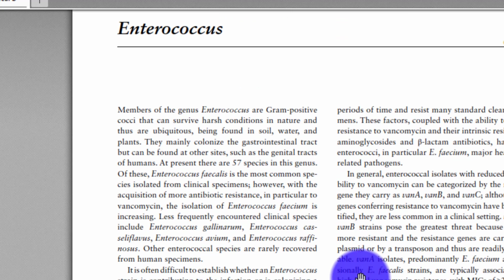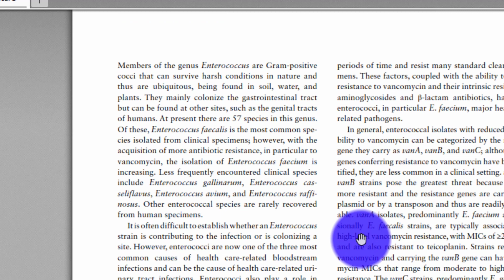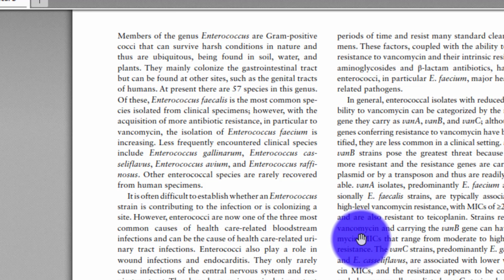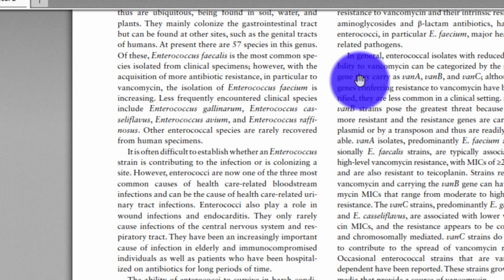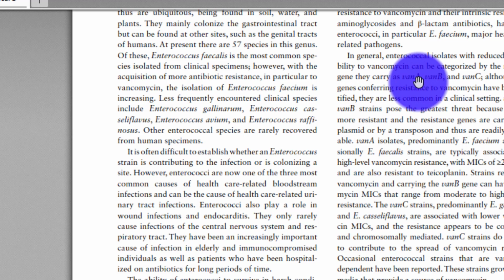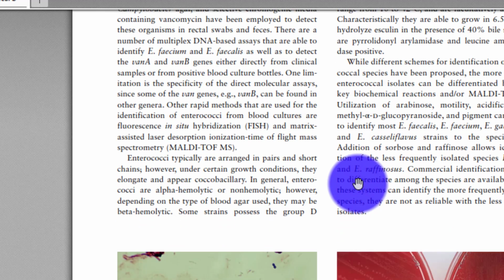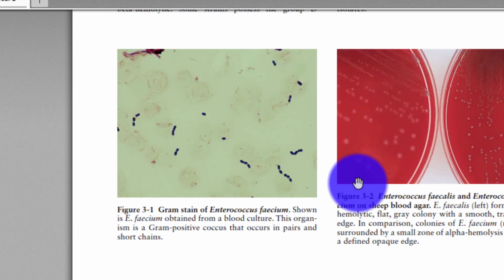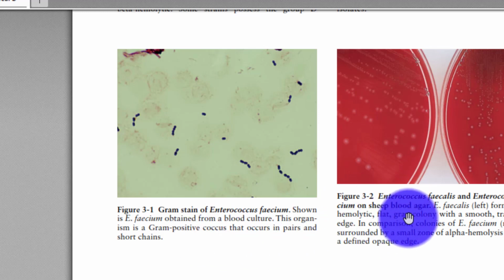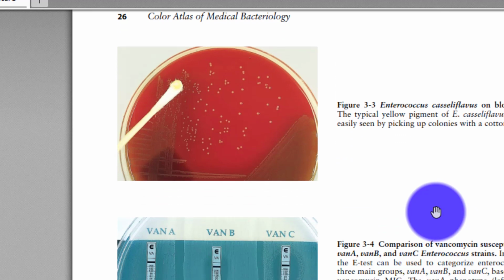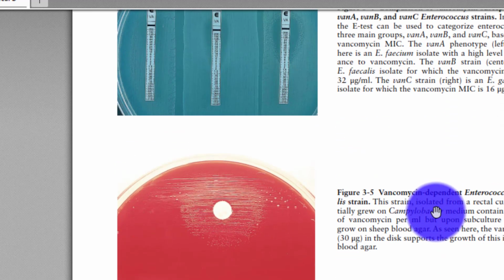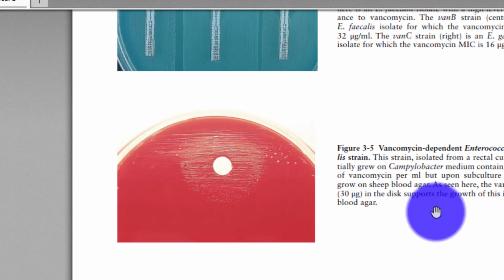Enterococcus. Members of the genus Enterococcus are gram-positive cocci that can survive harsh conditions. Isolates with reduced susceptibility to vancomycin can be mediated by a resistance gene. Here, gram stain of Enterococcus faecium, sorry, Enterococcus faecalis. Enterococcus classification. Vancomycin-dependent Enterococcus faecalis strain.